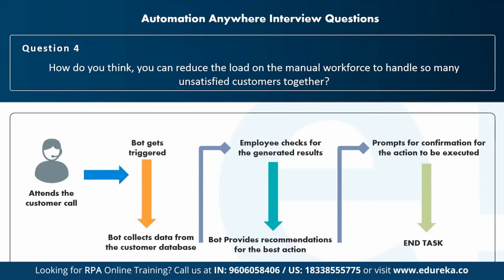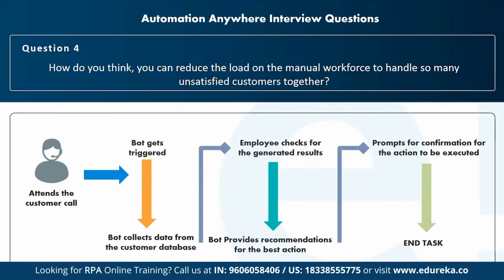So basically, as the customer attends the call, the bot gets triggered and then the bot collects data from the customer database. Once the data is collected from the previous customer database, the employee checks for the generated results and then the bot provides recommendations for the best actions. So basically, based on the previous customer data and what the customer is saying presently, the bot provides recommendations for the best actions and then prompts for a confirmation for the action to be executed or not.